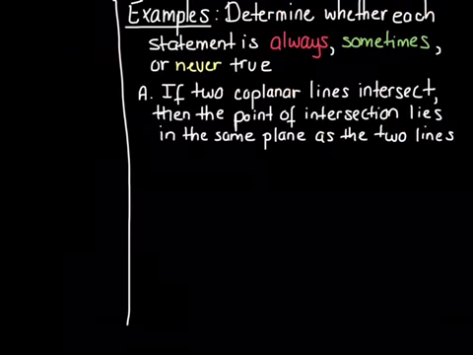Okay? Determine whether each statement is always, sometimes, or never true. First example, if two coplanar lines intersect, then the point of intersection lies in the same plane as the two lines. Now let's go back. Coplanar, that means that they are both on the same plane. So if two coplanar lines intersect, then their point of intersection, the point where they cross, also are on that same plane. So is this always, sometimes, or never true? And which postulate would you use?